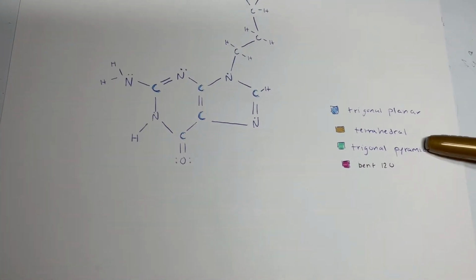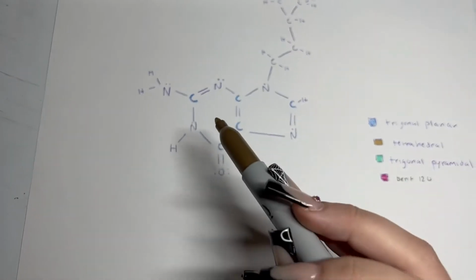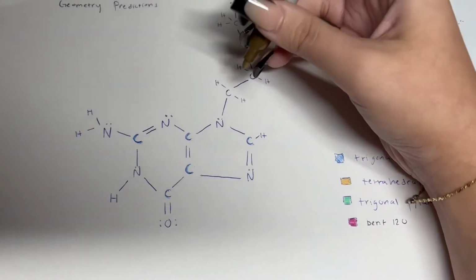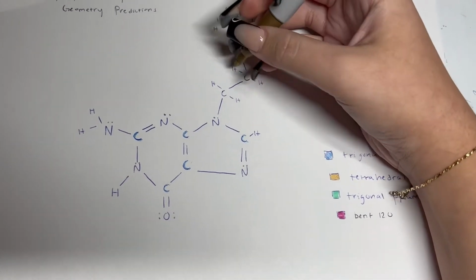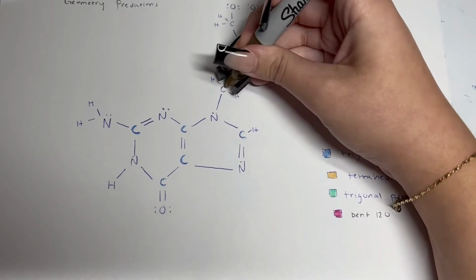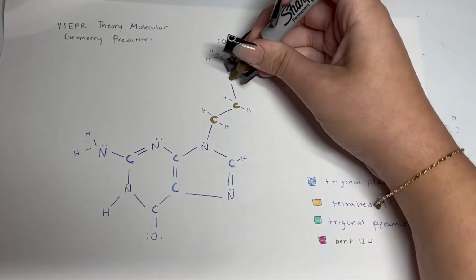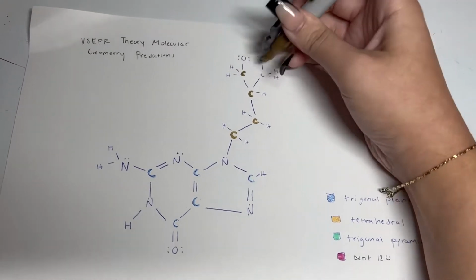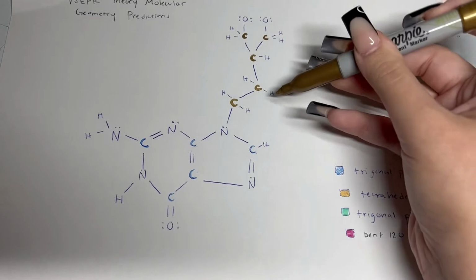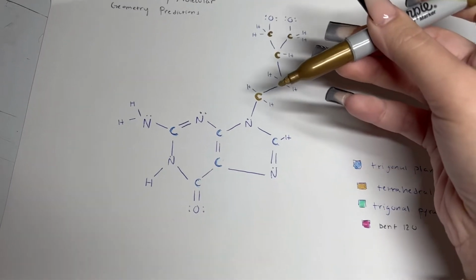Next up, we're going to do tetrahedral. Tetrahedral would be over here. So this would be a tetra. This one as well. And these two as well, because they all have 4 connected to them.